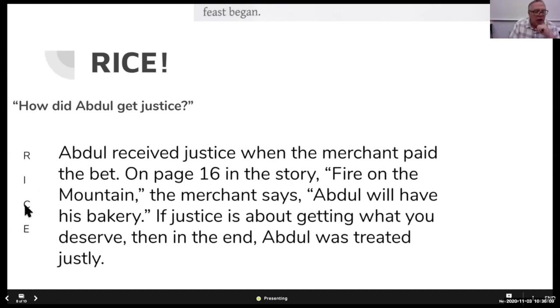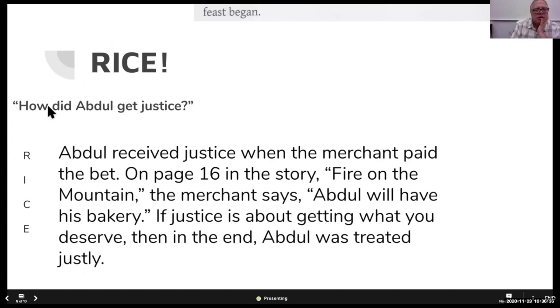Then I cite the quote. The merchant says, "Abdul will have his bakery." Notice quotation marks before and after. Then the last one is explain the quote. If justice is about getting what you deserve, then in the end, Abdul was treated justly. Okay? And there's my RICE.